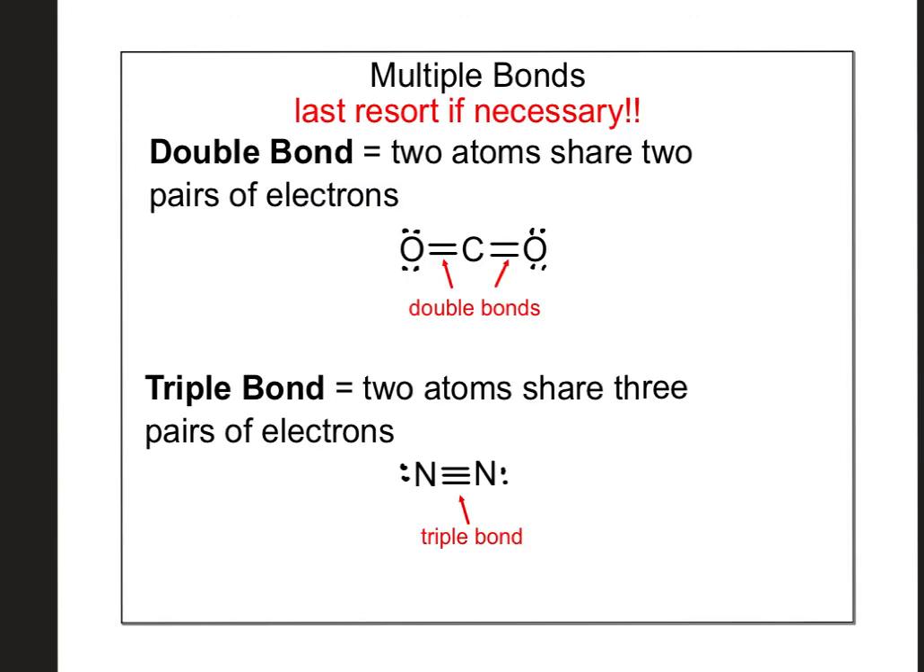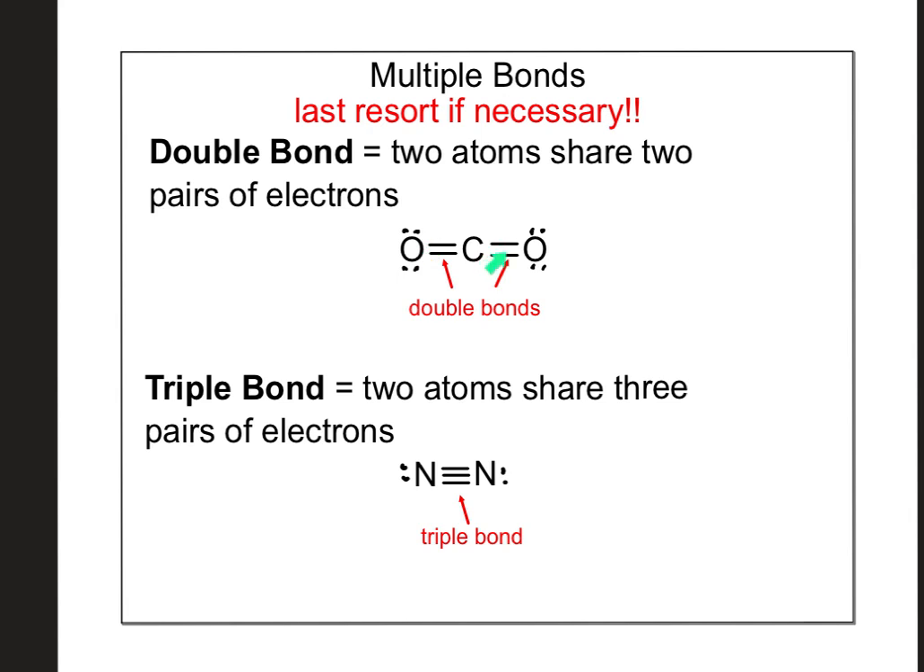Okay, the last thing I want to talk about is the multiple bonds. So we saw one example with a double bond. And just a reminder, this is the last resort only if our piggy bank is at 0 and the element in the center is not satisfied, meaning it doesn't have 8 electrons. A double bond is when 2 atoms share 2 pairs of electrons. So this is a double bond right here. There are 4 electrons in those bonds.